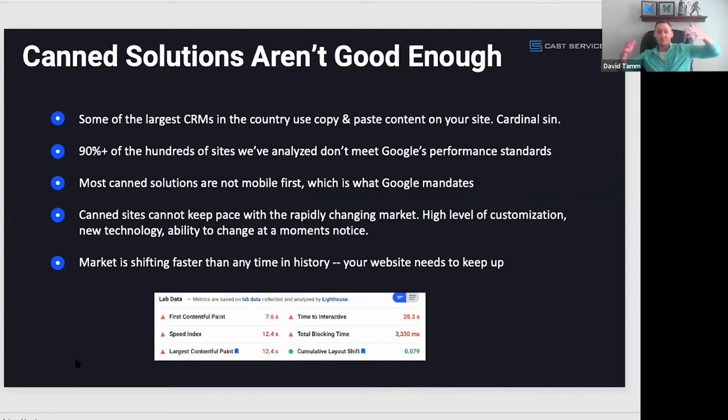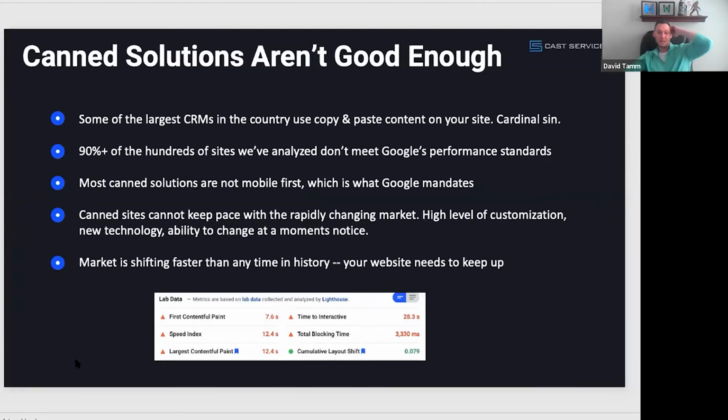Okay. So what we have seen across the industry, and guys, I'm slinging mud on myself, knowing that we started one of the largest CRMs out there, is canned solutions aren't good enough anymore. Okay. And this is just a truth data statement. Some of the largest CRMs in the country, they're copy pasting blog content from one site to all of their client sites, hundreds, if not thousands of sites across the country. That is the cardinal sin of SEO. And it's happening on your site potentially, right? So they're not paying attention. They're not doing what's right to serve the client. They're doing what's right to line their pockets with money, okay? So, and we're gonna share some of that information here today.